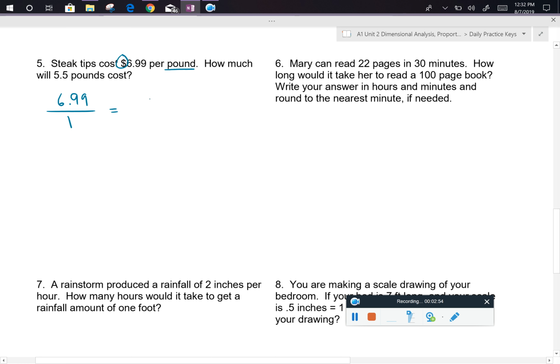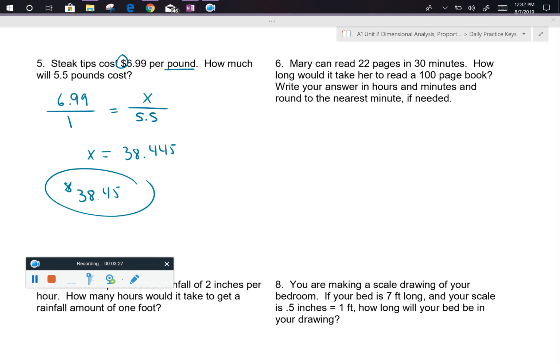The question is for cost, so x is the unknown dollar amount, and 5.5 is the number of pounds that we want. When we cross multiply, x times 1 is just x, and 6.99 times 5.5 is equal to 38.445. Since we know that the grocery store is going to work in dollars and cents, we would expect the cost to be $38.45 for 5.5 pounds.